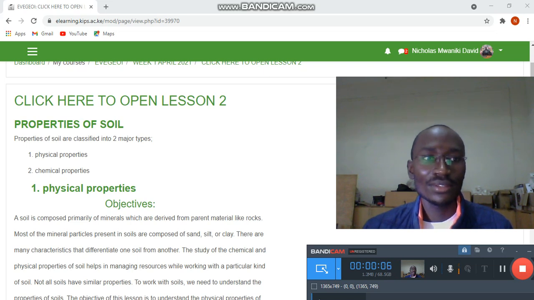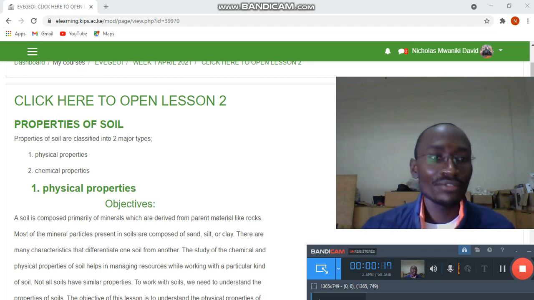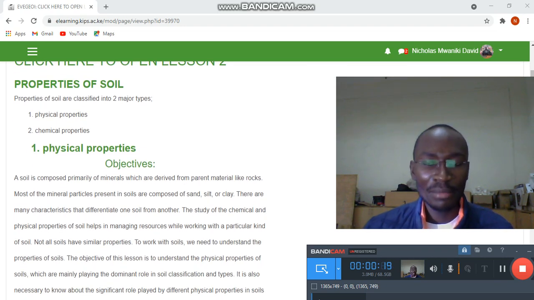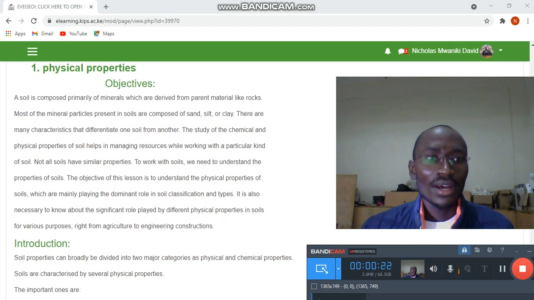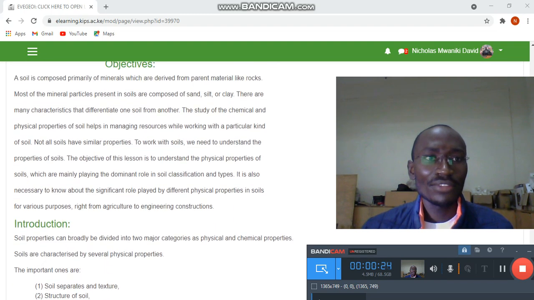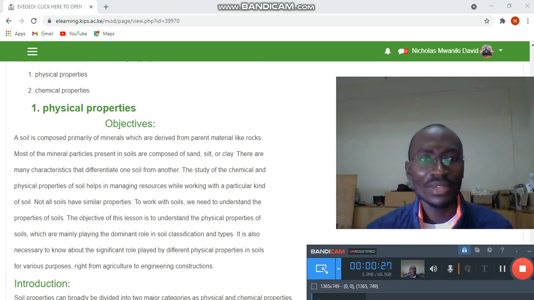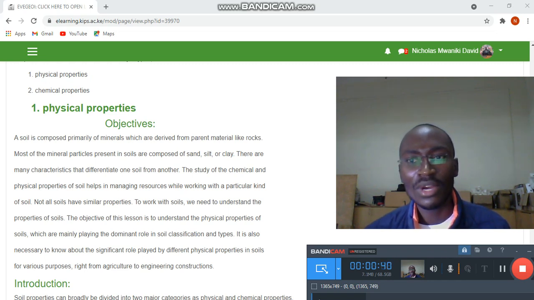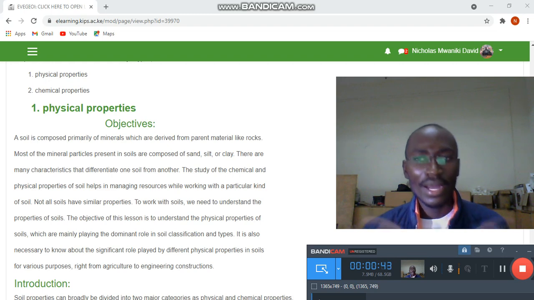Today we are going to study the properties of soils, and we have two major classes: the physical properties and the chemical properties. Physical means what you are able to see. So when it comes to the physical properties of soils, we are going to study those properties that you are able to see in soils with your eyes.